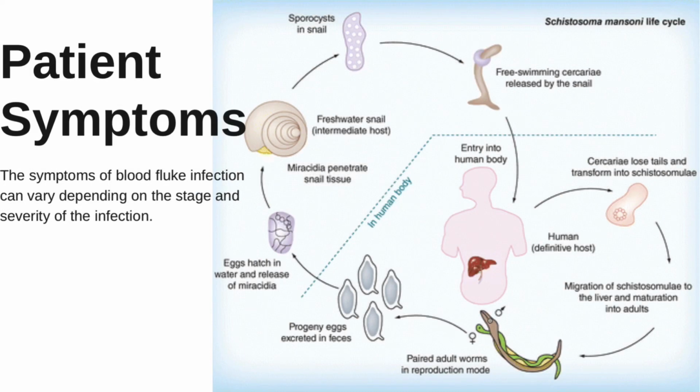Patient symptoms. The symptoms of blood fluke infection can vary depending on the stage and severity of the infection, just like the oriental and common liver fluke. Here we have a photo of how the blood fluke infection goes about its life cycle and ends up in a human body.